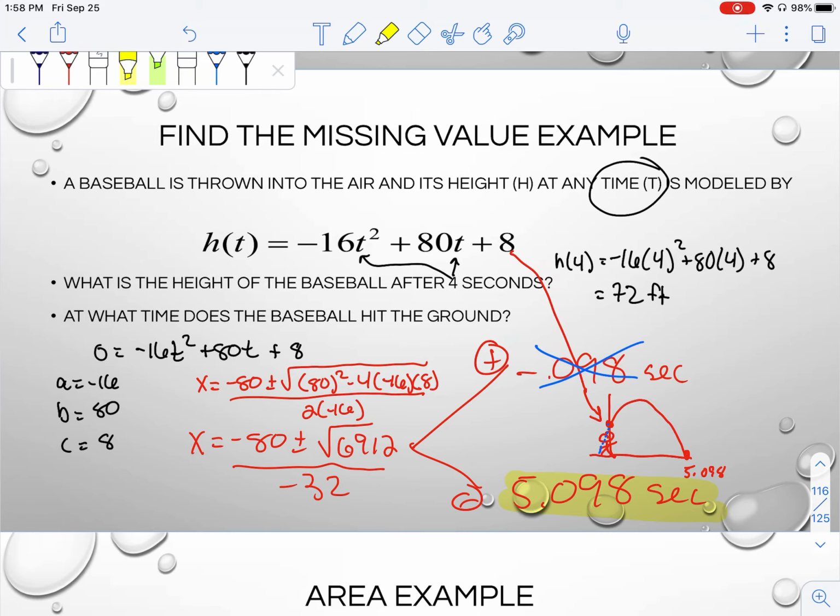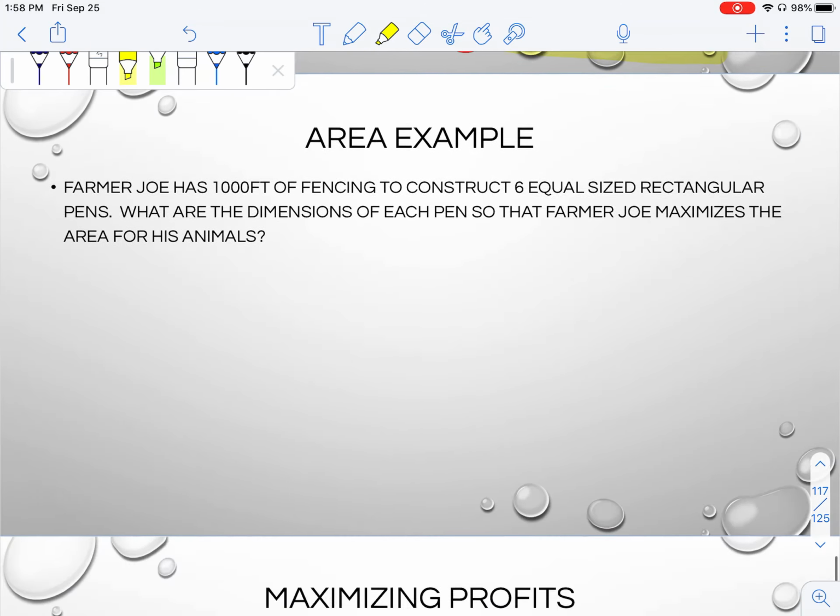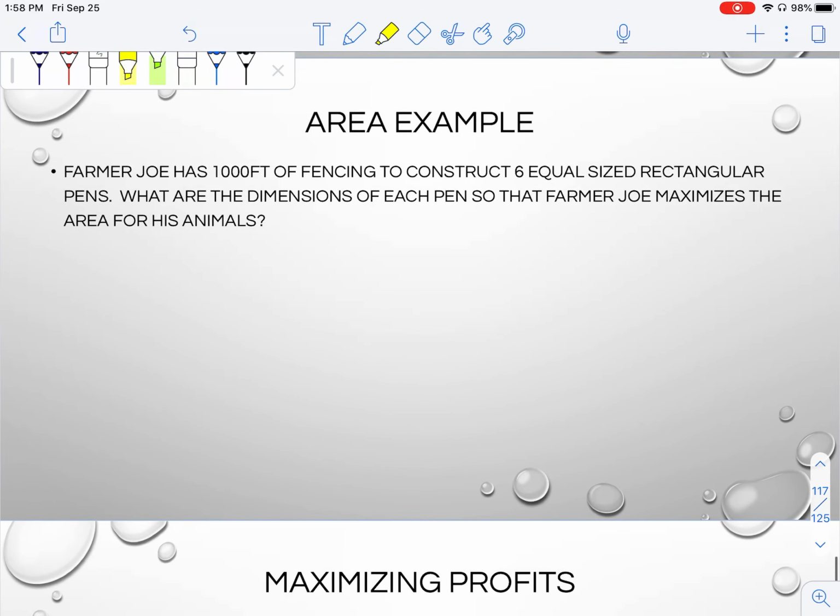Okay, so just this one example alone, measuring the trajectory of a baseball, we're able to predict the height after a certain time. We're able to predict when it hits the ground. We're able to know when it's at its highest point and what the highest point is. Okay. So let's get into another example. It's different, the area example. We did one of these with the chicken coop question. I think it was in 4.2. Let's look at this one and see how that compares.